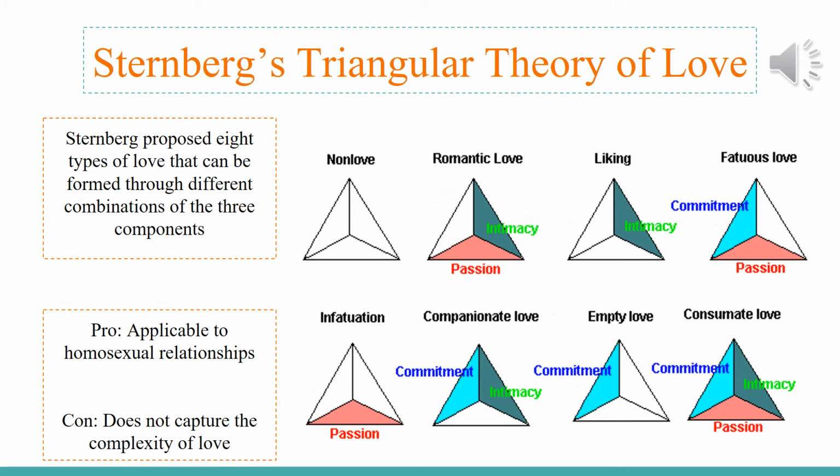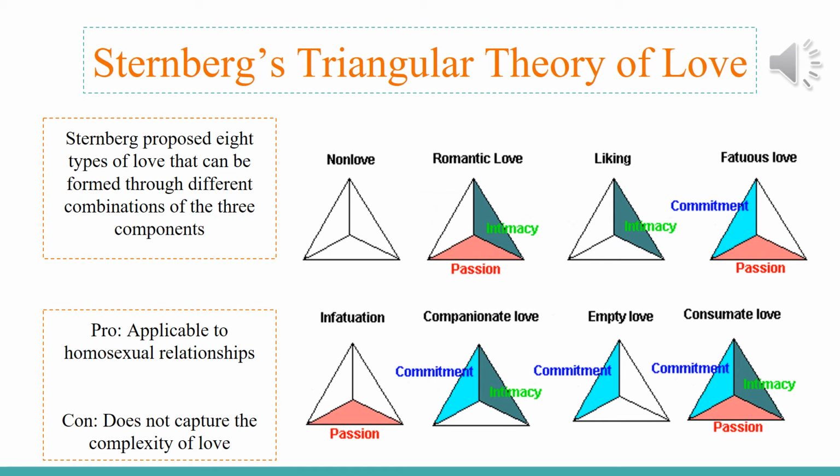Number 6, companionate love. Commitment and intimacy are present, but passion is absent. For example, the relationship you have with a best friend or someone really close to you. Number 7, empty love. Commitment is present, but passion and intimacy are absent. For example, think about the older generation, your grandparents or great grandparents. They would commit to the marriage despite loss of the other two components.